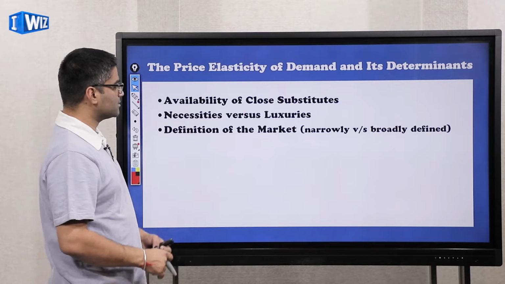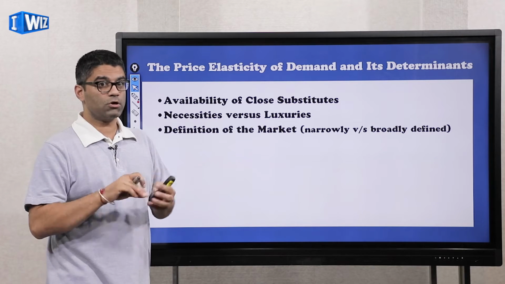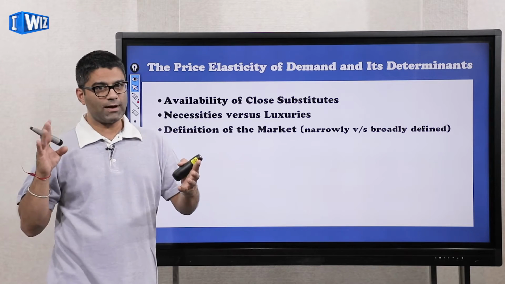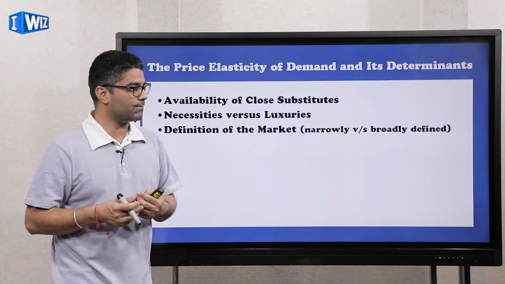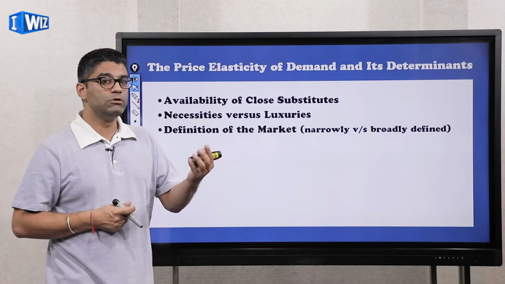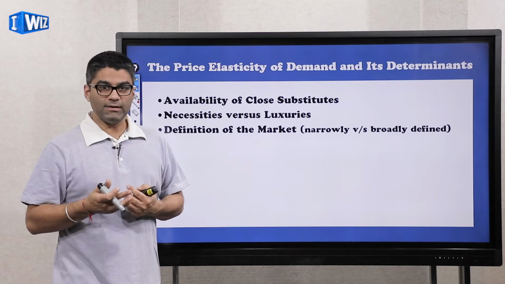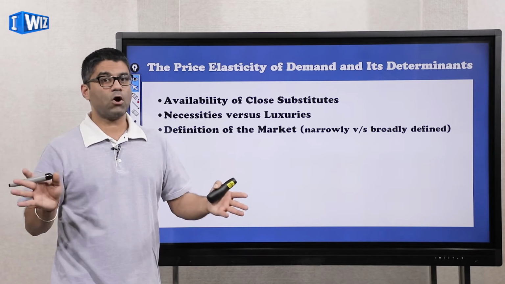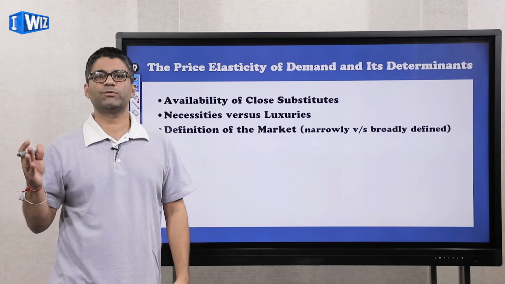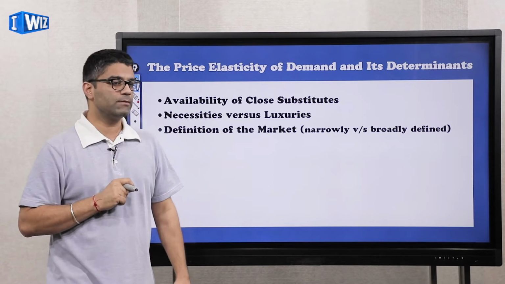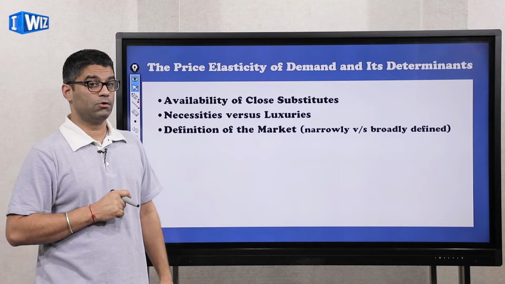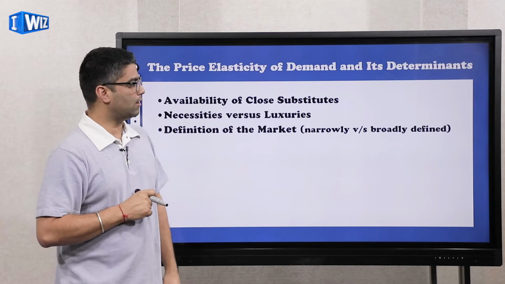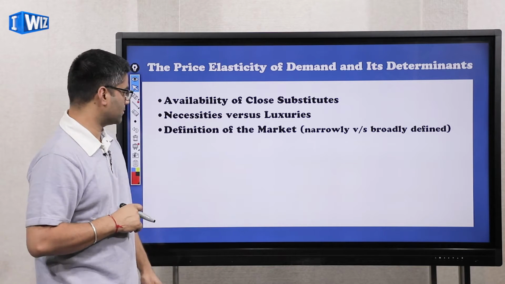And the last one is the definition of market. Is the good you're talking about, is the market very broadly defined or is it very narrowly defined? So for example, if you're comparing food versus pizza, pizza is a very narrowly defined market because it's a very specific good. Food is a very broadly defined market because there are lots of categories within food. So think about between food and pizza, which one do you think is going to have more of an elastic demand curve and which one's going to have more of an inelastic demand curve?